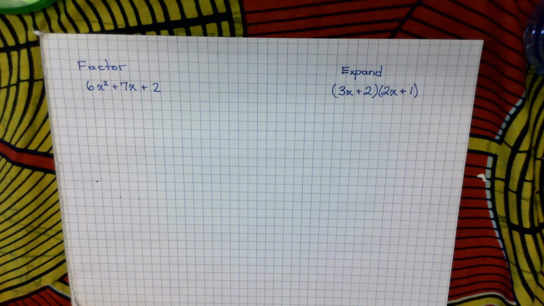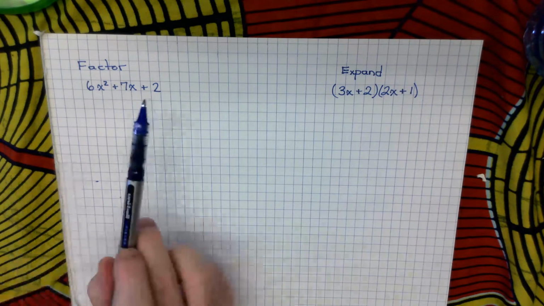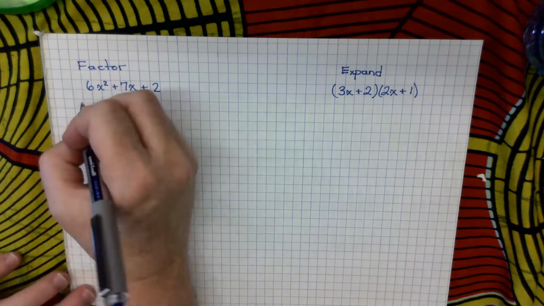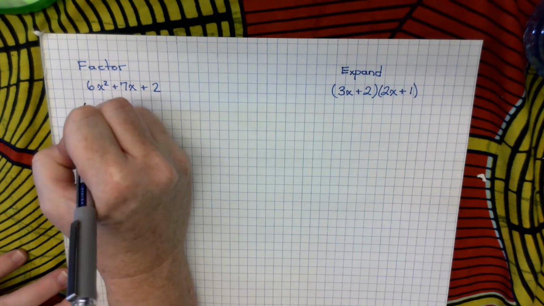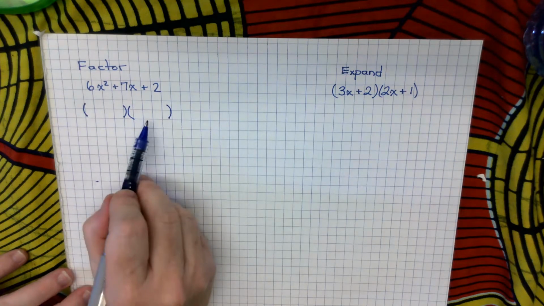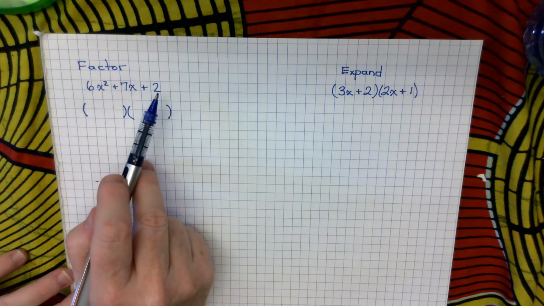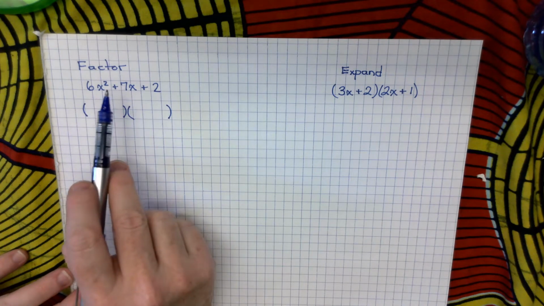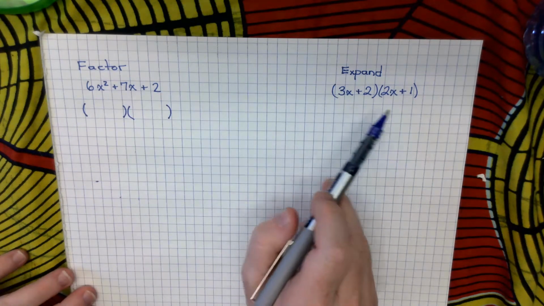All right, so if we take a quick look, today we're going to talk about factoring. So I need to factor 6x squared plus 7x plus 2. So what I need to do is come up with two bracketed expressions such that when they get multiplied together, they make this, okay? So in order to understand how we do that, I actually want to go and do an expanding question.